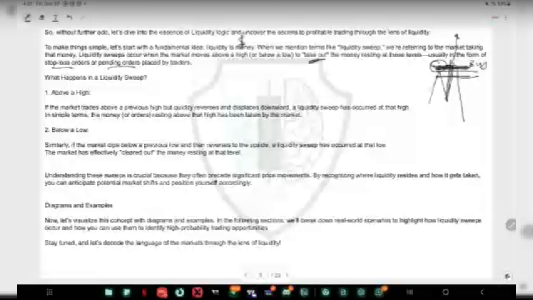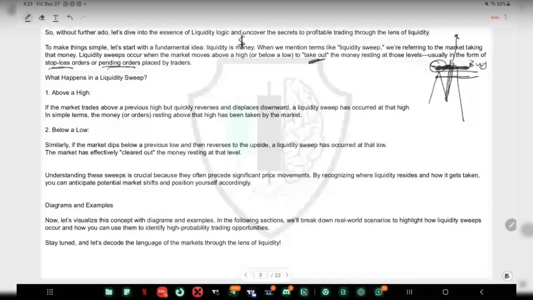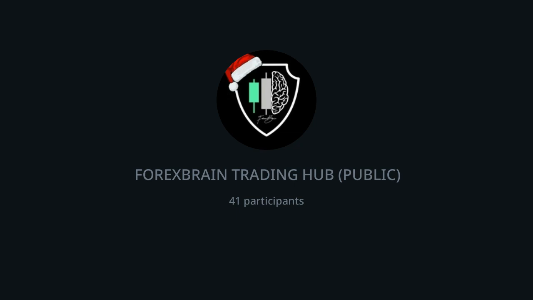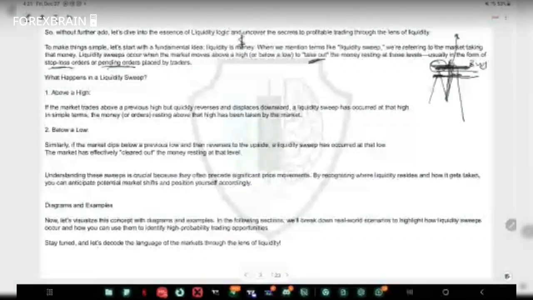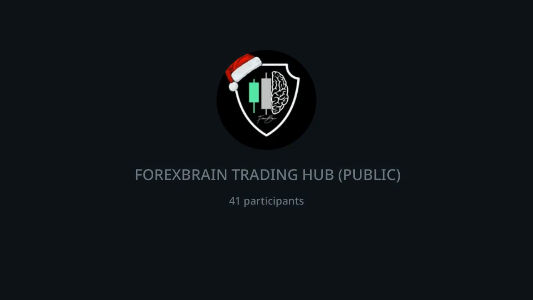That's why I said pending order and stop loss. For those that are willing to sell from here, their stop loss will be here. For those that want to buy, their stop loss will be below. So it will trigger both their stop loss and their pending order and move in the opposite direction after taking them out. Do you understand? So that's the psychology behind what a liquidity sweep is.